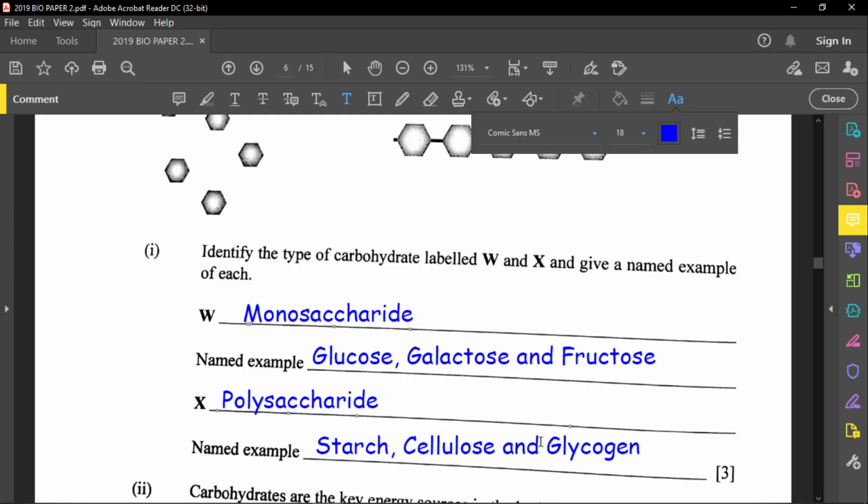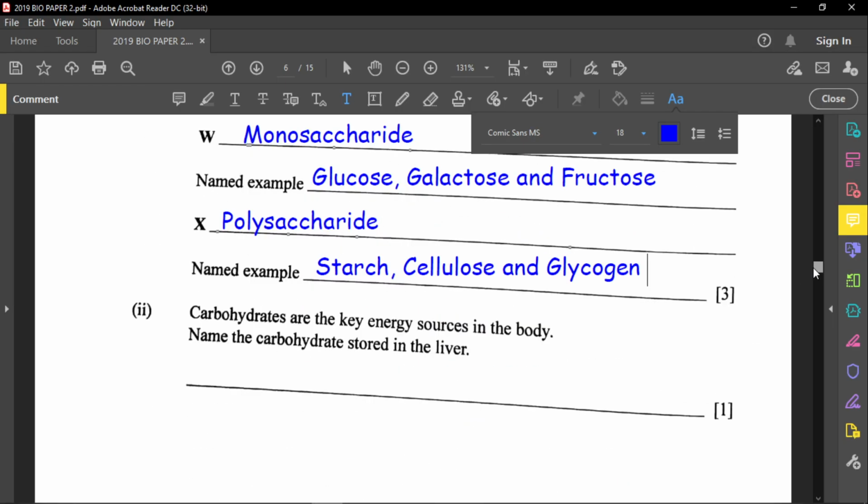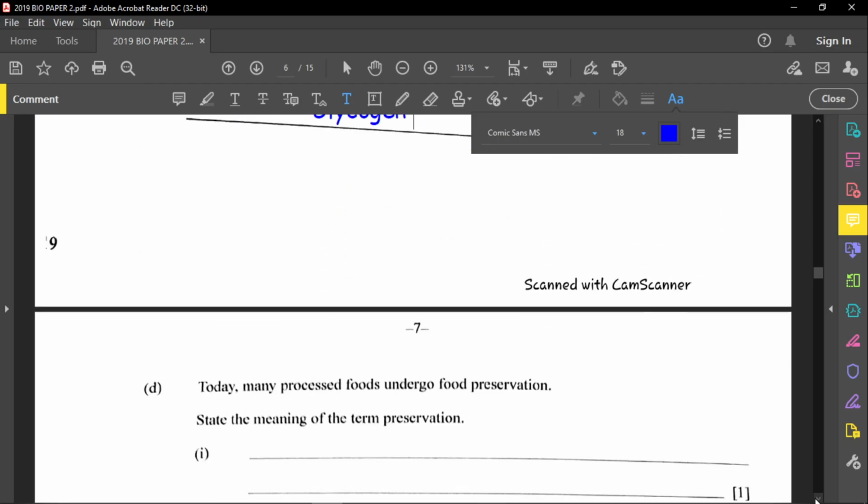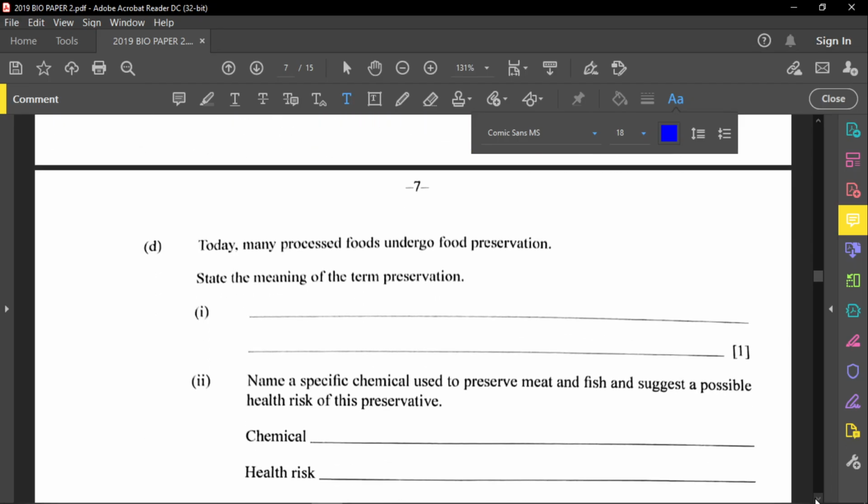We also have disaccharides. I'm just going to quickly mention disaccharides. Disaccharides include maltose, sucrose, and lactose. Okay, so those are the three disaccharides that you need to know. At least three of each. Now, part two of this is carbohydrates are the key energy sources in the body. Name the carbohydrate stored in the liver. In our liver we store glycogen. So glycogen is stored inside of the liver. Glycogen is a stored form of carbohydrates in animals, as a matter of fact. Plants will store their carbohydrates in the form of starch.